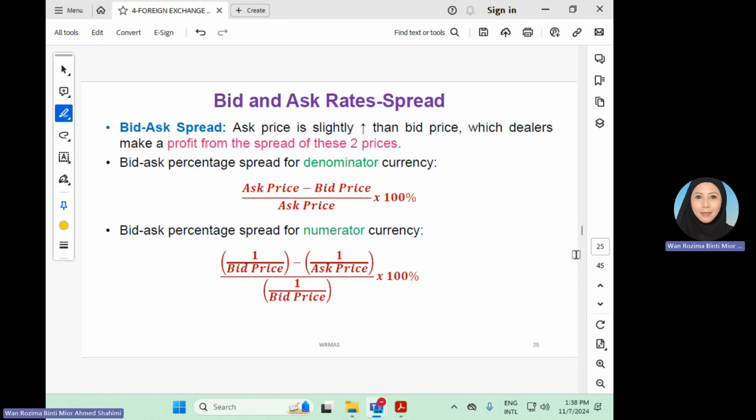Ask minus bid divided by bid. Can, because you just want to take the percentage difference. But in terms of bid and ask price, I repeat one more time: ask price minus bid price divided by ask price, not bid. Then times 100.